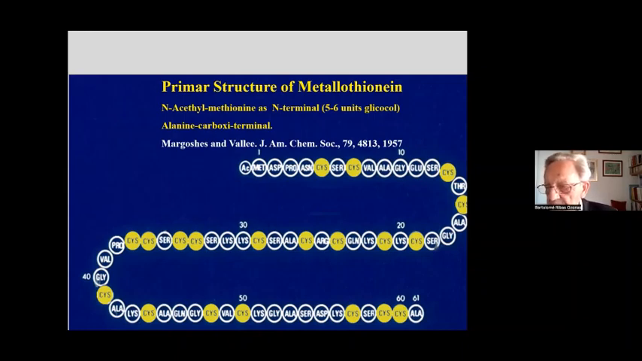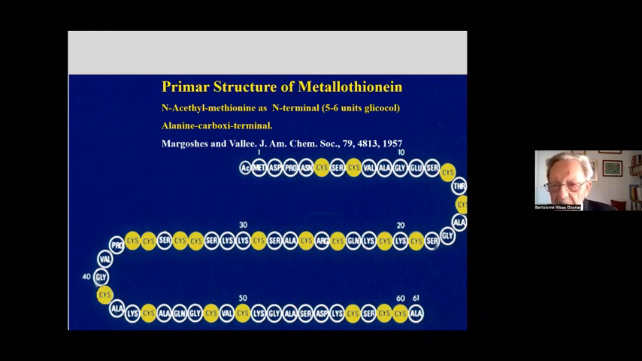In the next figure, Margoshes and Vallée in 1957 established the mineral ion content after the discovery of metallothionein in horse kidney cortex. The percent concentration of metal ions per mole we see is cadmium, zinc, iron.